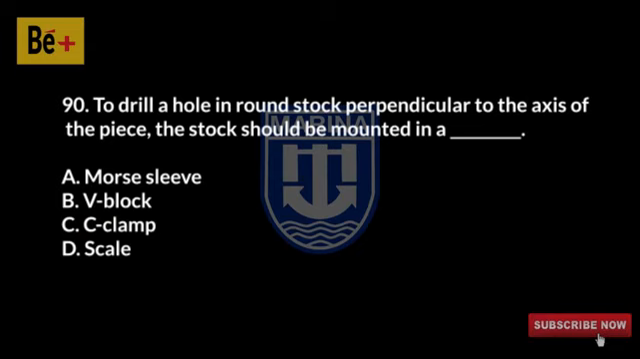To drill a hole in round stock perpendicular to the axis of the piece, the stock should be mounted in A. Morse sleeve. B. V-block. C. C-clamp. D. Scale. The answer is B. V-block.